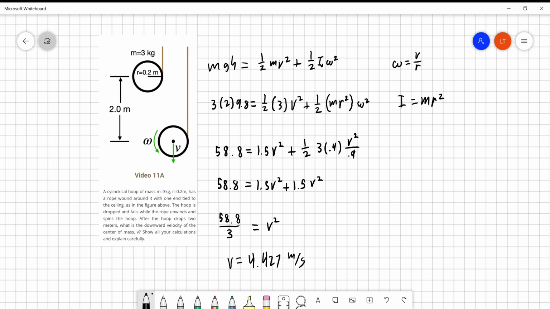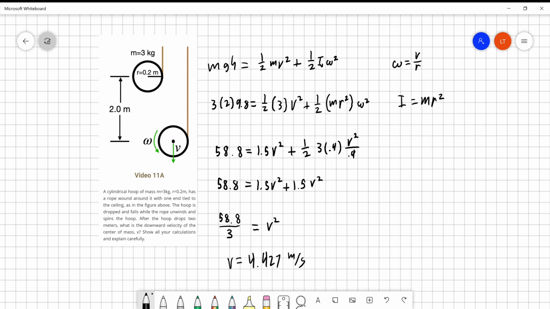We need to turn I and ω into things that we can plug in from the information given. So we know that I of a cylindrical hoop is just mr squared, so we can plug it in there, and ω is v over r. Then we shove in all the constants that we know. mgh, 3 is the m, h is 2, g is 9.8, 1/2 m of 3 times v squared, which is what we're trying to find, and 1/2 mr squared times ω squared.